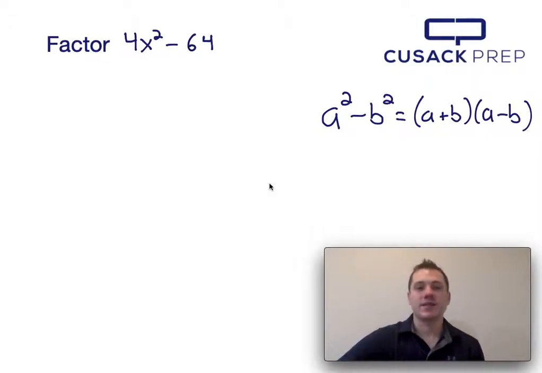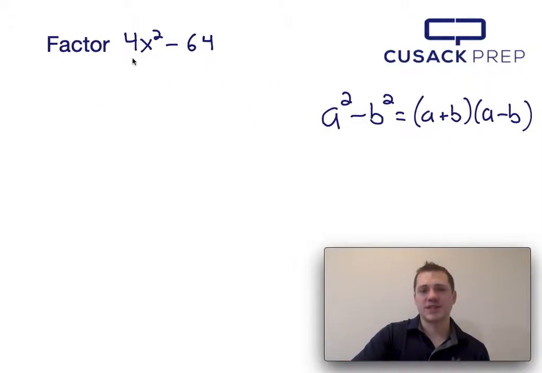What I have here is a video describing how to factor 4x squared minus 64. Now the first thing I notice is both 4x squared and 64 are perfect squares. Since we're taking the difference of these two perfect squares, this equation can be factored via the difference of squares formula, which I've presented over here on the right-hand side.